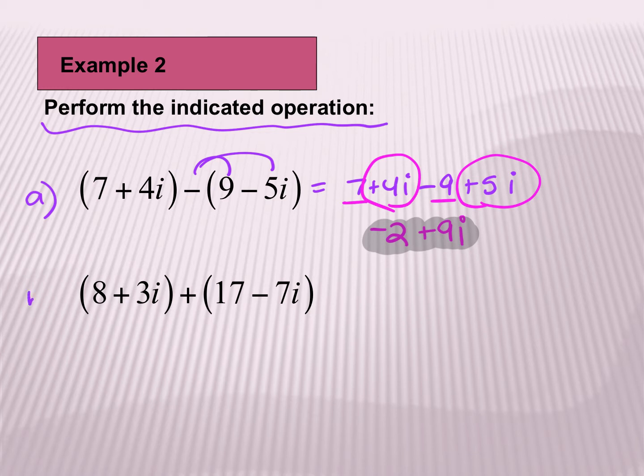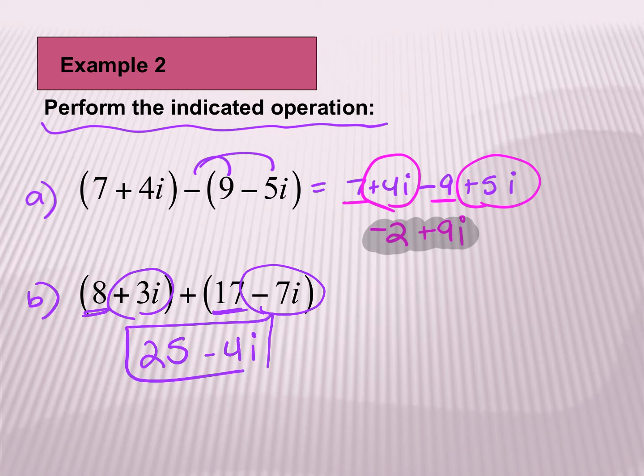All right, B is just addition. Just remove your parentheses, combine your like terms. So 8 plus 17 is 25. Positive 3i, negative 7i, negative 4i. Easy stuff, right?